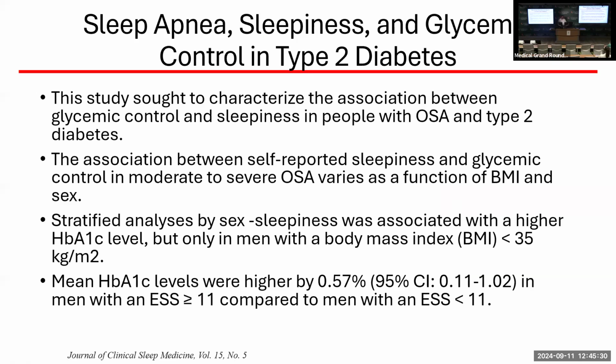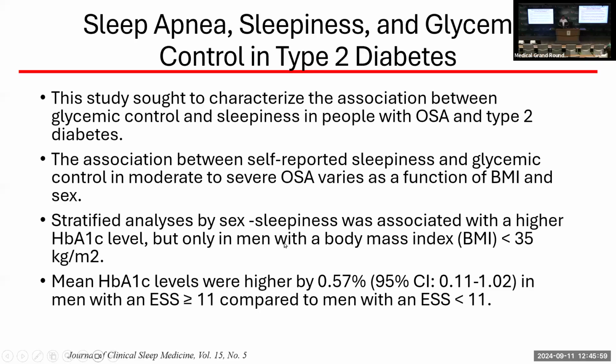So there was a study done by Dr. Punjabi and group where they tried to find out the role of sleep apnea, sleepiness, and glycemic control in type 2 diabetes. They were trying to find out the association between glycemic control and sleepiness in people with obstructive sleep apnea and type 2 diabetes. They used self-reported sleepiness and glycemic control in moderate to severe obstructive sleep apnea, and they found that it varies as a function of BMI and sex.